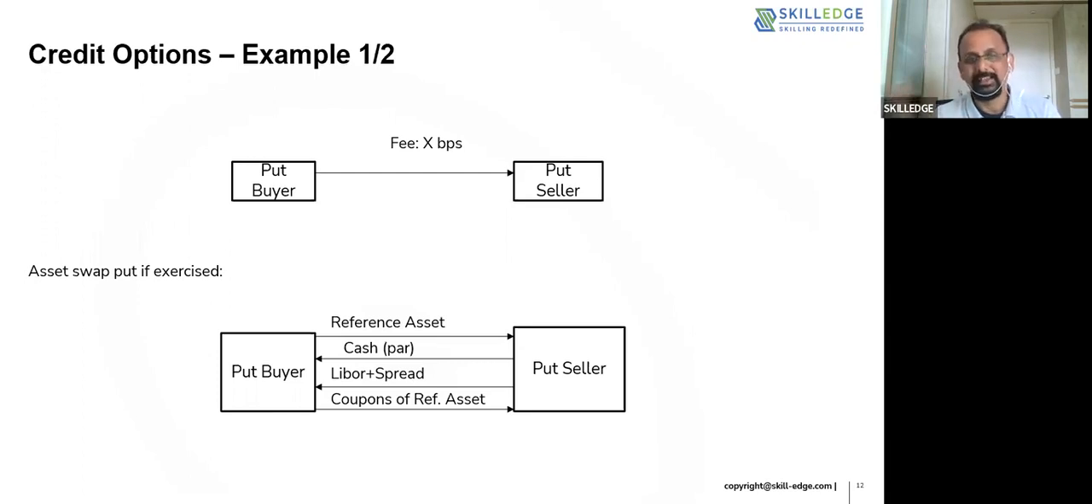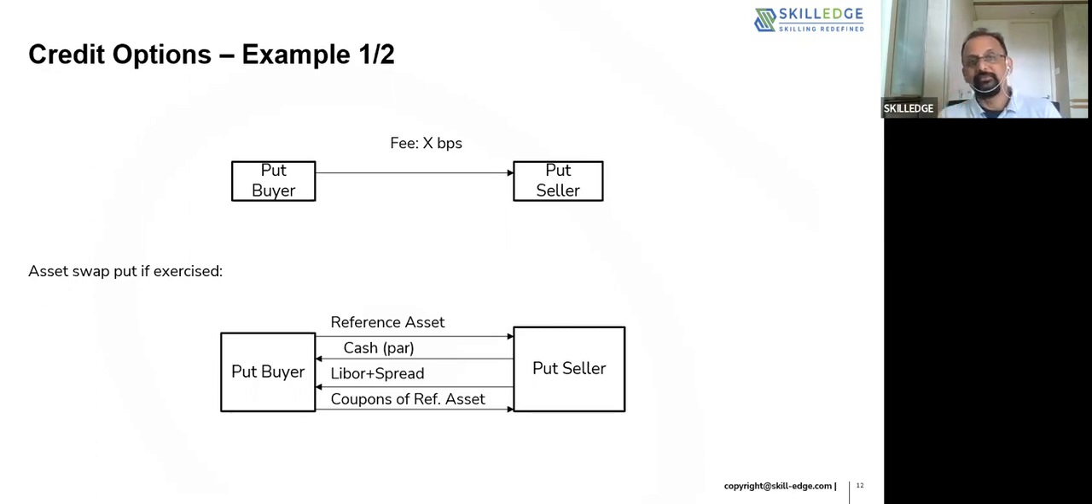So you'll pay some X BPS, typically basis points. One basis point is basically 1/100 of a percentage. 10 basis points is 0.1%, 100 basis points is 1%. Basis point, BPS, is very frequently used in the credit markets as a terminology for fixed income.